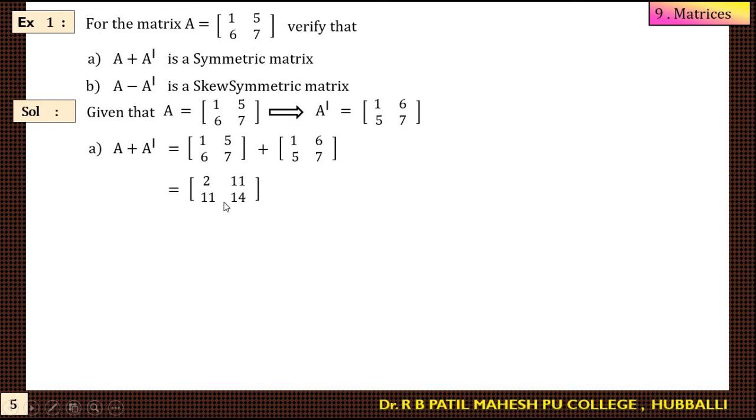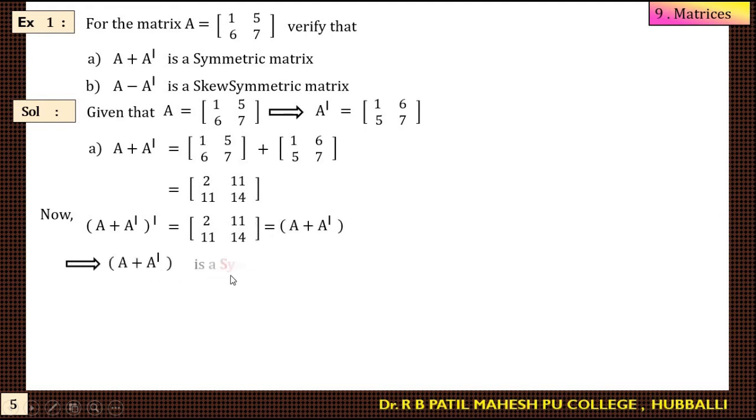So clearly we can say that this is a symmetric type, because in the non-diagonal elements we have the same number, that is 11 and 11. So you can say directly this matrix is symmetric, but by the definition we have to operate the whole dash. That means rows written column wise, 2 11 and 11 14, which gives the same as A plus A dash only.